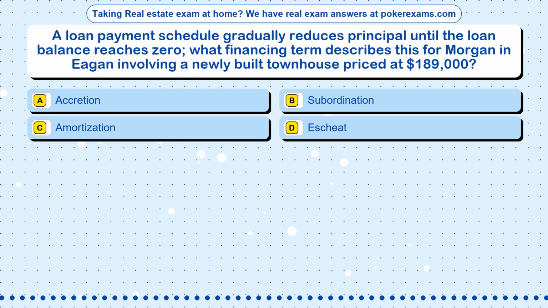Question 91. A loan payment schedule gradually reduces principal until the loan balance reaches zero. What financing term describes this for Morgan & Egan involving a newly built townhouse priced at $189,000? Option A. Accretion. Option B. Subordination. Option C. Amortization. Option D.